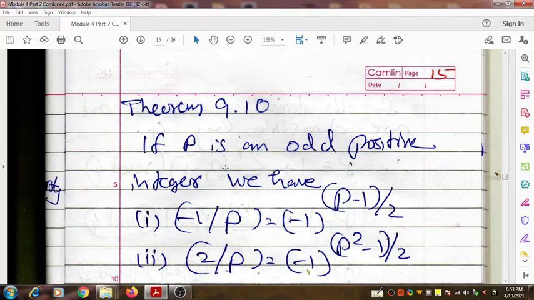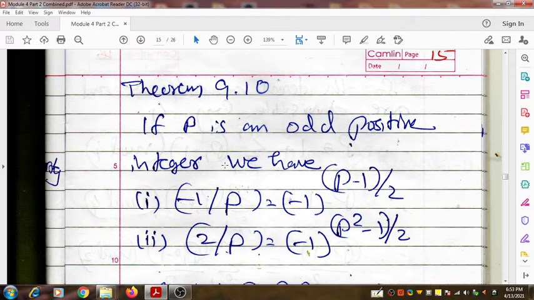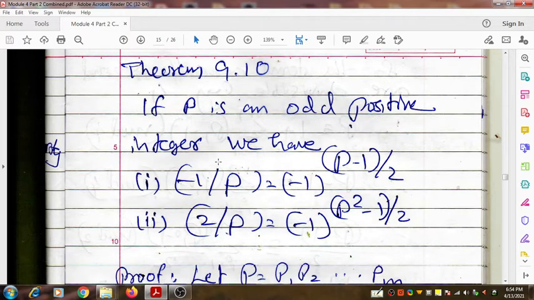Hello, welcome to a new video on number theory. In this video we are going to discuss two important results. Here we are going to find the Jacobi symbol values of two numbers. The first number is -1 and the second number is 2.